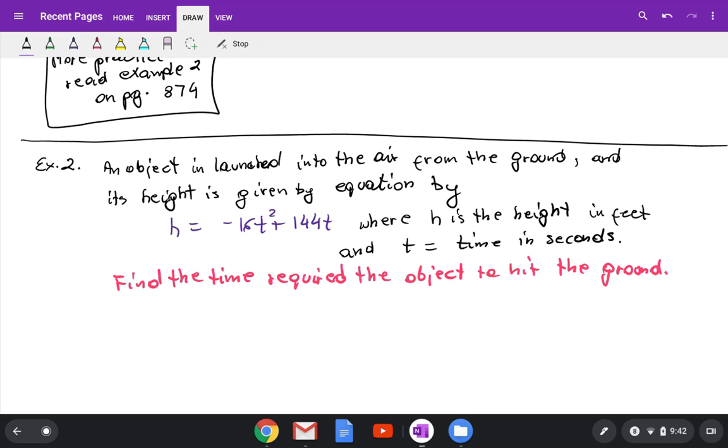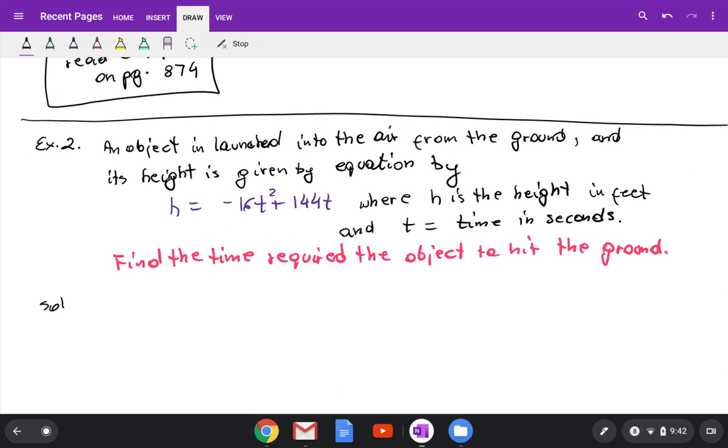Okay, so let's talk about the solution. For this problem, to be honest, you don't need a picture, but here we have a ground. We have an object, and the object is launched into the air from the ground, and then it goes up and eventually it will hit the ground. So height, h represents the height of the object based on the time in seconds. So we need to find the time required for object to hit the ground.